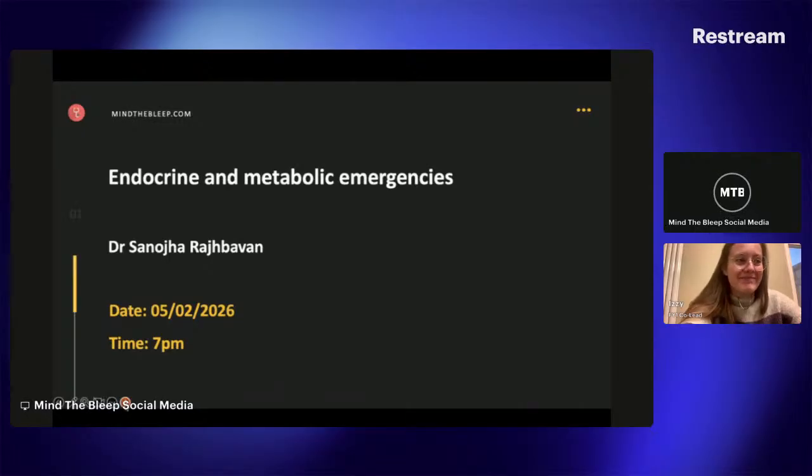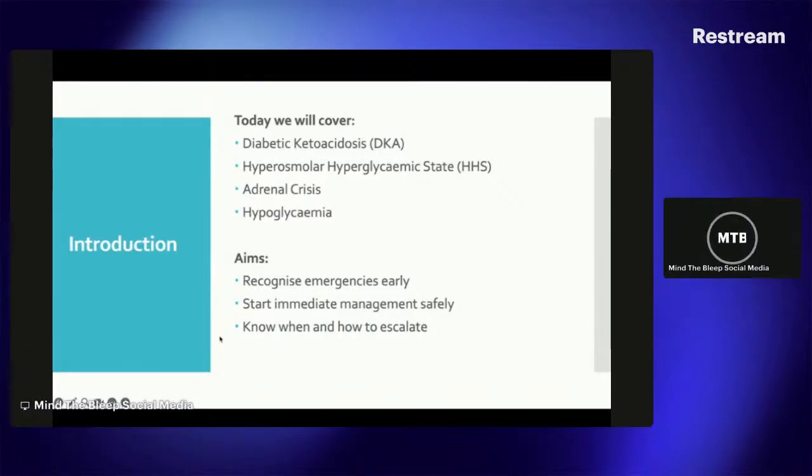Thanks very much. Okay, so hi everyone, thank you for joining us today. Today we'll be covering endocrine and metabolic emergencies, and this will include diabetic ketoacidosis, hyperosmolar hyperglycemic state, adrenal crisis, and hypoglycemia. In terms of our aims, we want to recognize emergencies early on, start immediate management safely, and know when and how to escalate. Endocrine and metabolic emergencies are quite common on-call and night shift presentations, and they can be quite high risk, but are fairly treatable if you recognize them early.